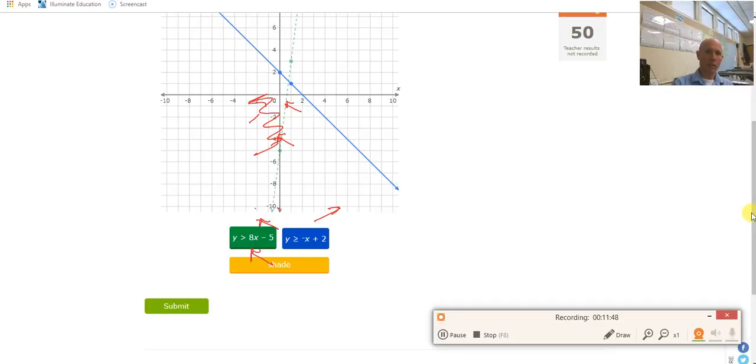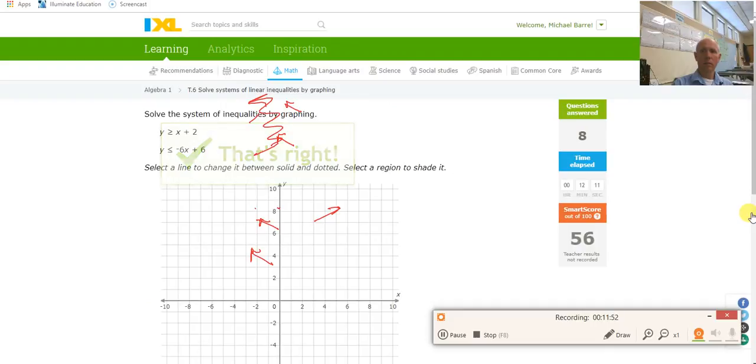So what did I decide? I'm going to shade up in that funny little region right up in there. All right, I got to a 50. It took me 11 minutes. I'm going to stop. Okay, that's it. See you later.